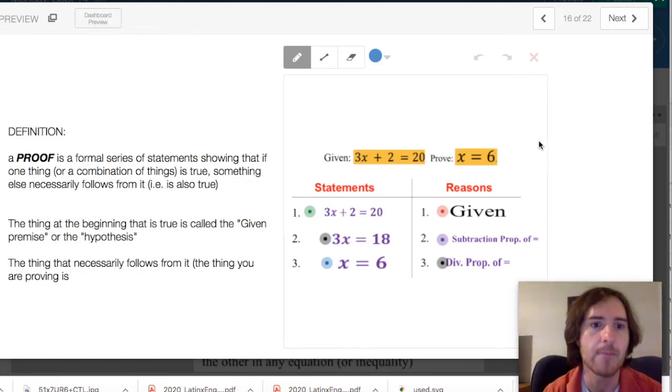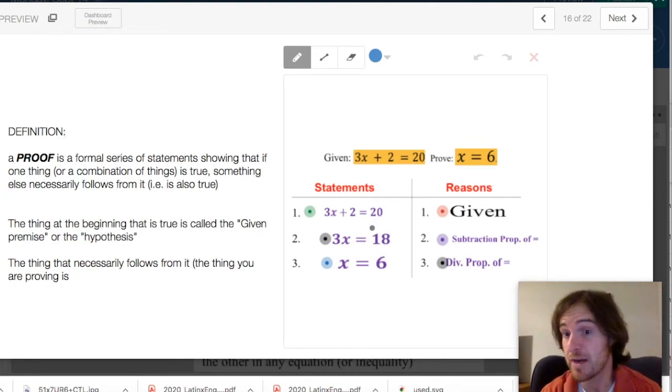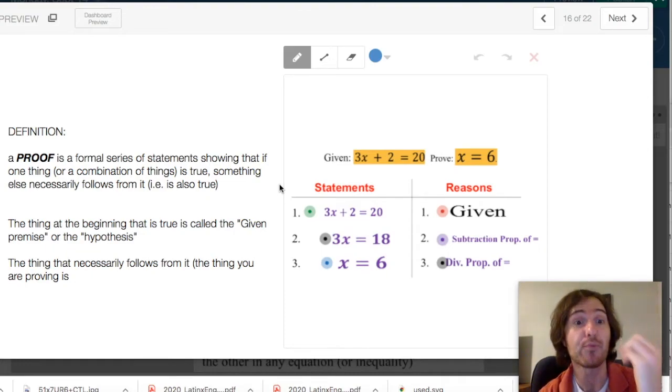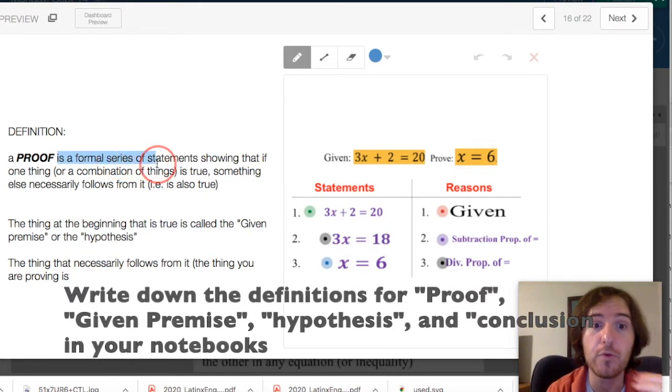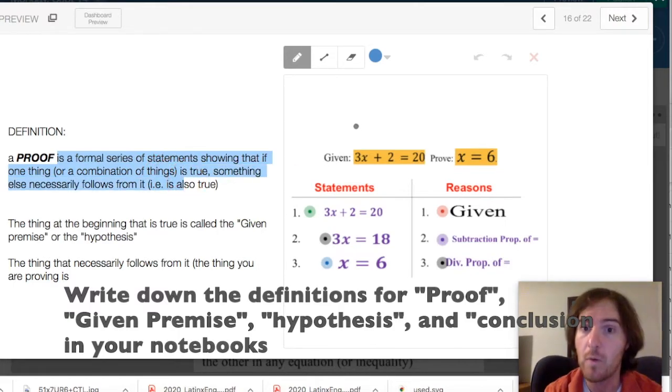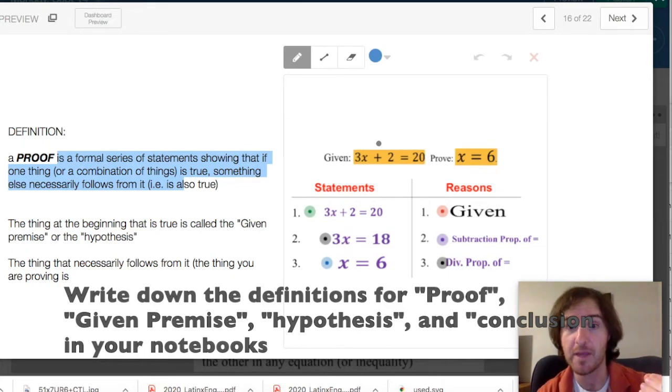We'll learn by doing. So anyways, another thing I want to put down here is a definition of what we just did right here. This is the 3rd time we've done it, but now we've done it in a two-column form. We wrote a proof, okay? So what a proof is, is a formal series of statements showing that if one thing is true, then something else necessarily follows from it. If we start with something being true, we can then show something else is true. And if we do that through a formal series of statements, that is called a proof here.